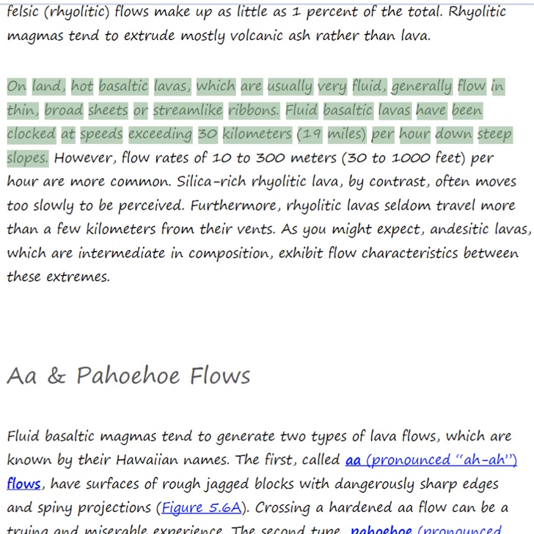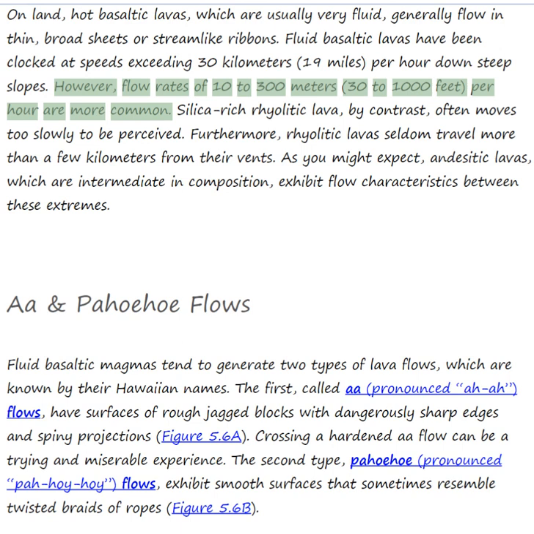On land, hot basaltic lavas, which are usually very fluid, generally flow in thin, broad sheets or stream-like ribbons. Fluid basaltic lavas have been clocked at speeds exceeding 30 km per hour down steep slopes. However, flow rates of 10 to 300 meters per hour are more common.